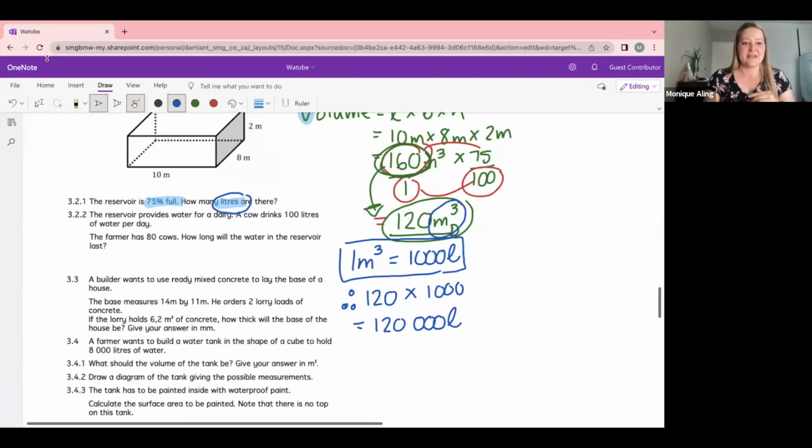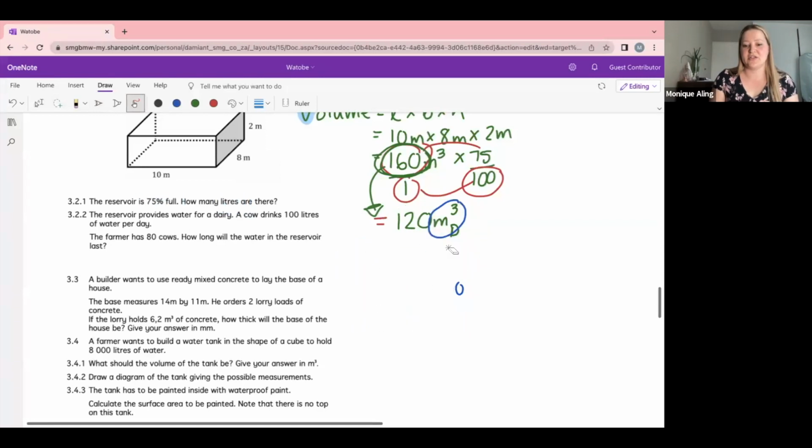Okay, nice big one. So I think this is the last one we have for today. 3.2.2. The reservoir provides water for a dairy. A cow drinks 100 liters of water per day. The farmer has 80 cows. How long will the water in the reservoir last? So I'm going to let you guys just think about that for a little bit. Okay, read the question again.